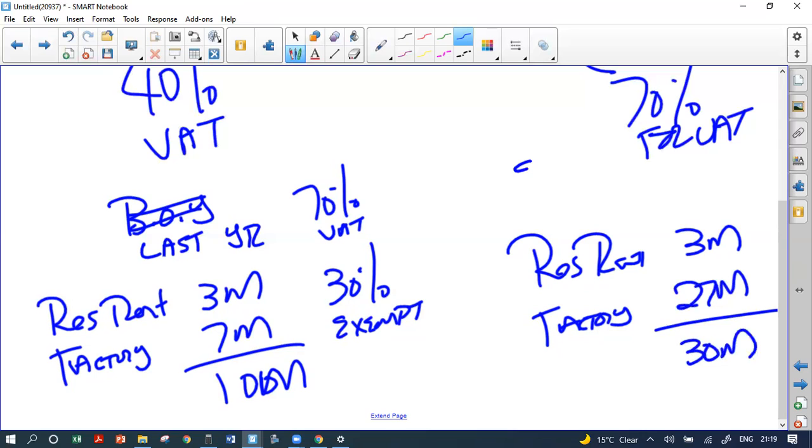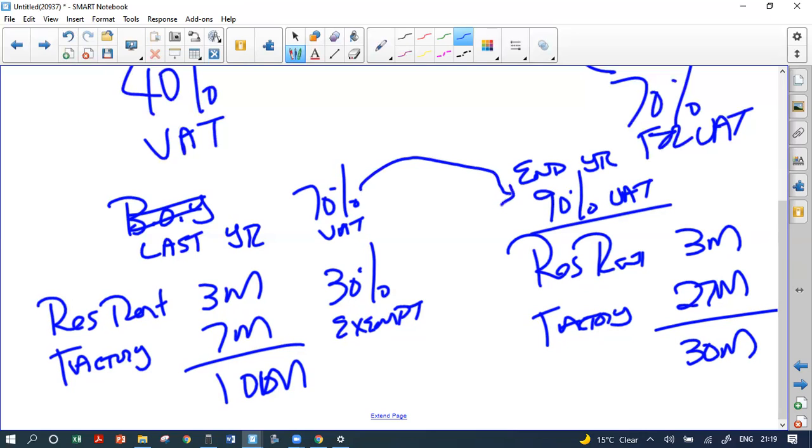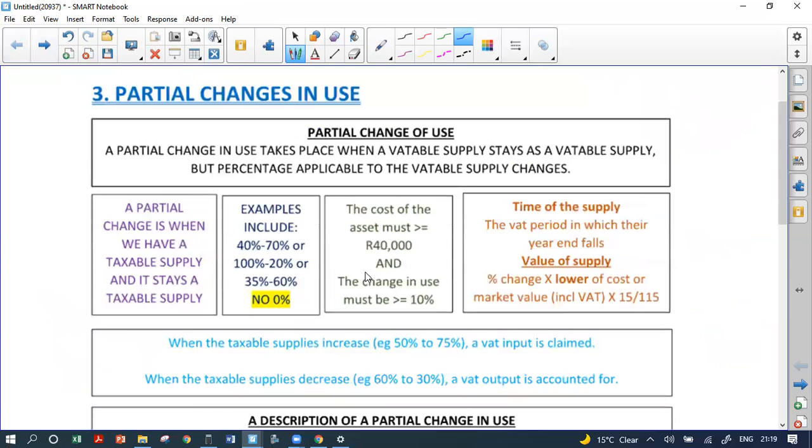So at the end of the year, it's 90% VATable at the end of the year. And this is what we call a change in use, because at the beginning of the year, I had 70% VAT. And at the end of the year, I've got 90% VAT. Okay. And I have a change in use. Okay. Now, let's go through the rules for this, for a partial change in use.